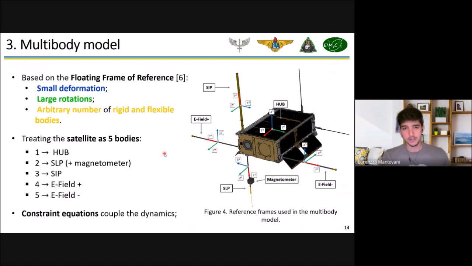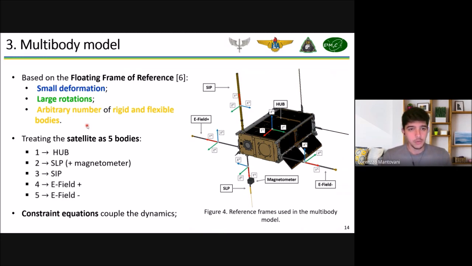Our multi-body model is based on the floating frame of reference. That means we can only have small deformation on flexible bodies, but all bodies can have large rotations, and this is good for us. Also, we can have an arbitrary number of rigid and flexible bodies, so we can place booms everywhere on the hub as we want.